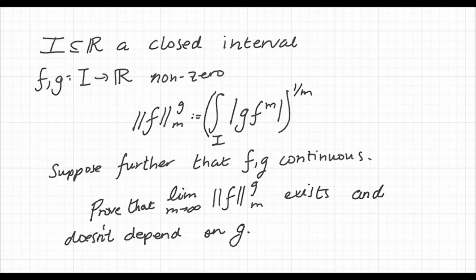We now also assume that f and g are continuous. We want to prove that the limit as m goes to infinity of the norm of f exists and doesn't depend on g. Okay, so if you want to have a go at this problem, pause the video now and give it a go for yourself, and I'm going to jump straight into a solution.